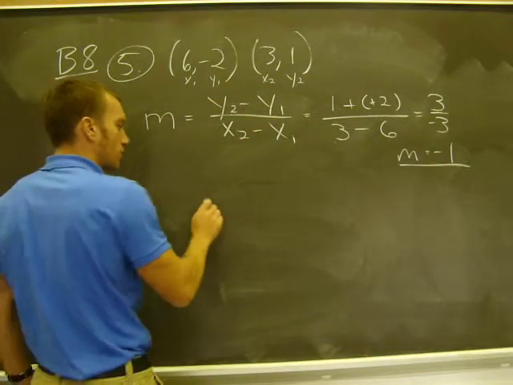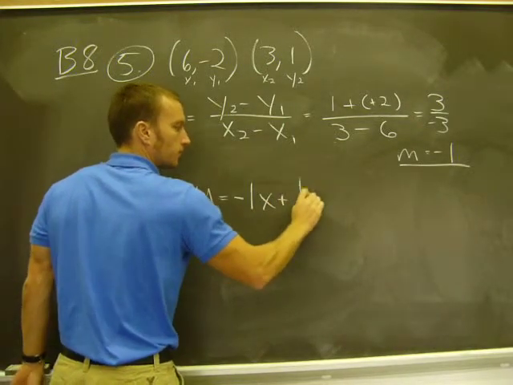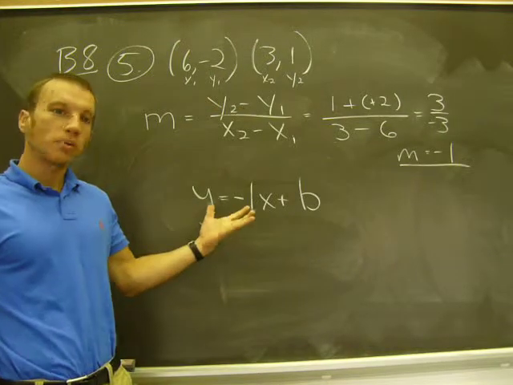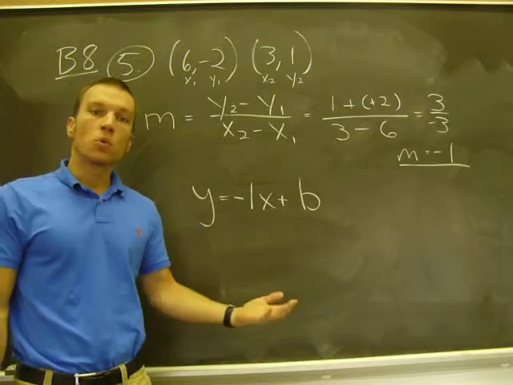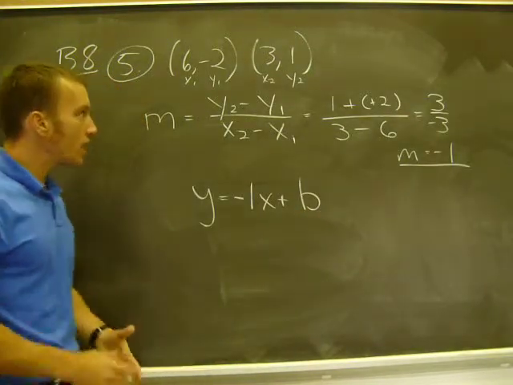So let's look at what we have so far. y equals mx plus b, m is -1. So I go ahead and plug that in. This is the next step. y equals -1x plus b. One step away from the answer, I've got to find b. Once I find b, I'm done. So how do I find b?